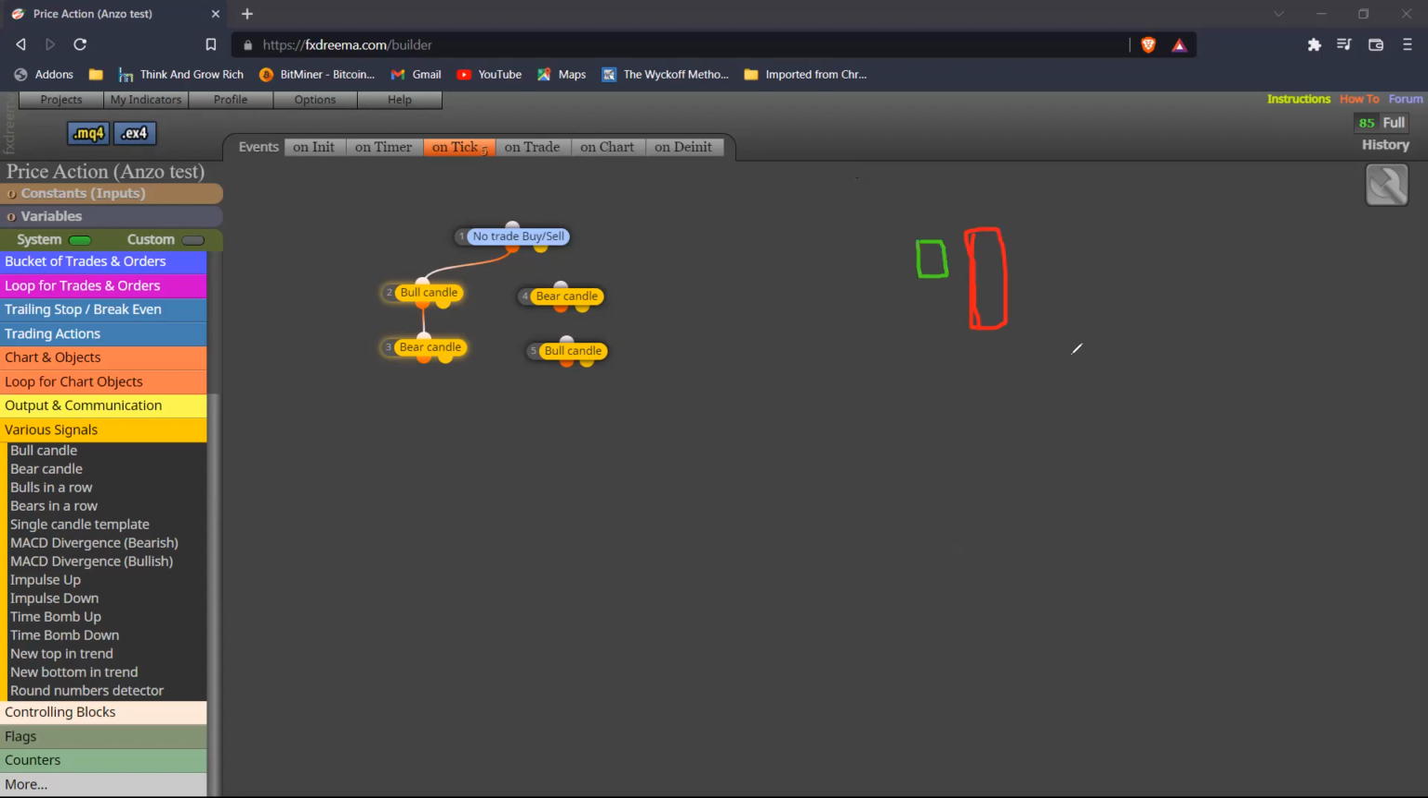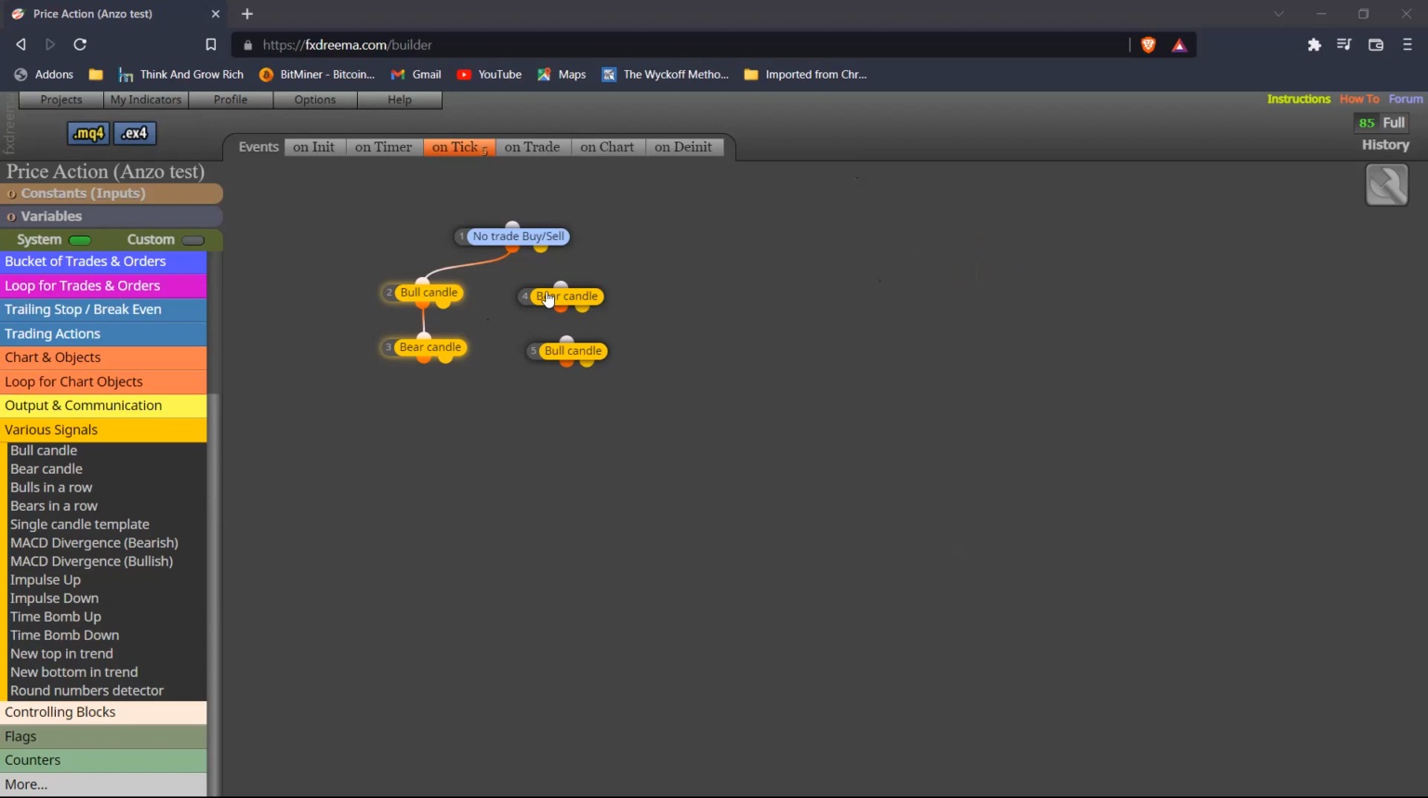So this is a bearish engulfing, right? Because this is a sell candle, or a down candle, or a bear candle that is bigger than the previous bullish candle. So this is a bearish engulfing. So how do we describe that? Well, candle ID 1, the recent candle, has to be a bear candle, and candle ID 2 has to be a bull candle.